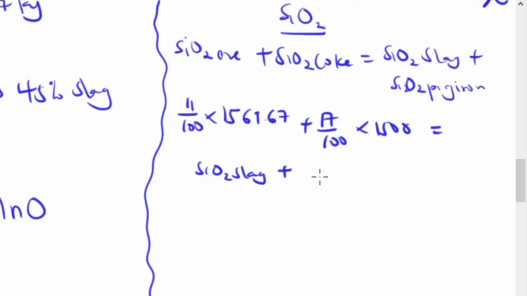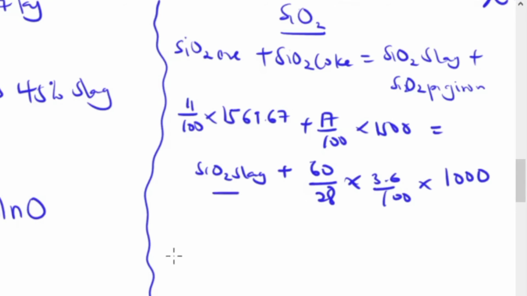The molar mass of the unknown, which is silicate, is 60, over the molar mass of the known, which is silicon, is 28. Then times the percentage of silicon, which was 3.6, so 3.6 over 100, times the mass of the pig iron, which was 1000. When you do this correctly, you are finding the silicate in the slag, which is going to give you 350.52 kilograms. Very simple as that. So that's the silicate balance.